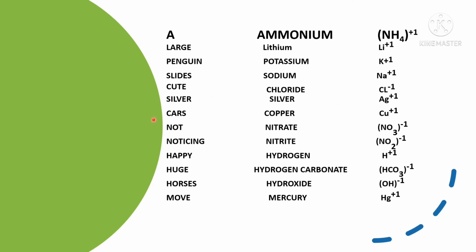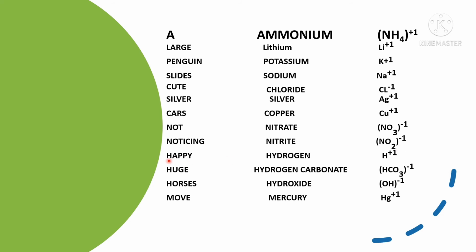The next word here is not. It begins with the letter N. So the radical's name representing it is nitrate, and it is written as (NO3) minus 1. A radical is actually a group of atoms which behaves as a single unit. Then the next word is noticing. You notice it begins with the letter N, and the radical representing N here is nitrite, which is written as (NO2) minus 1.